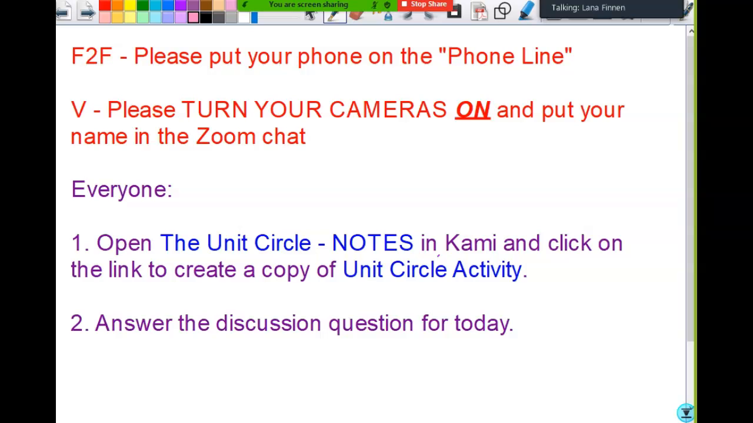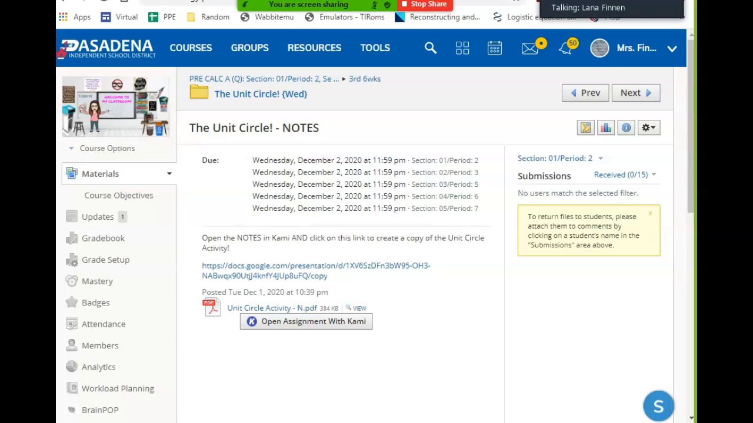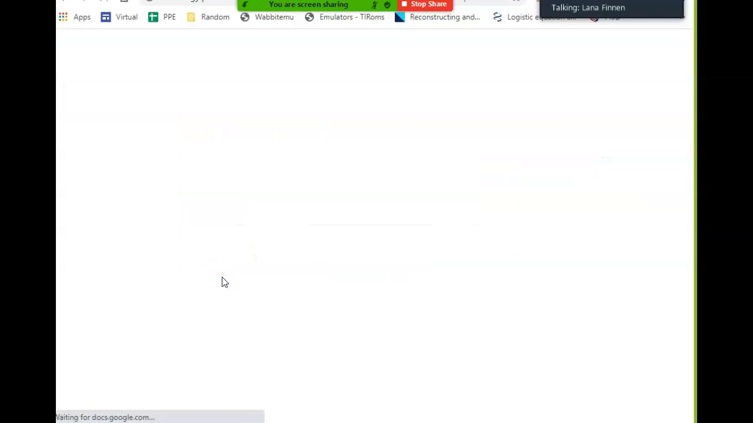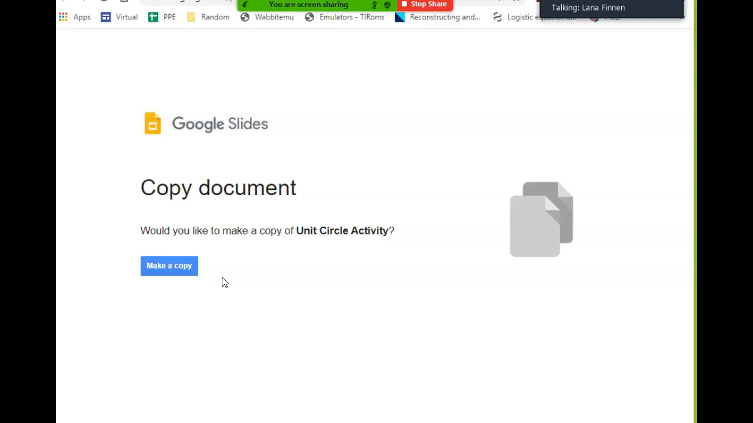You need to have your notes open in Kami like you normally do. But then also, when you go to your notes in Schoology, and here's where you open assignment with Kami, there's a link right here. You also need to click on this link, and it's going to ask you, do you want to make a copy? So yes, you want to make a copy.